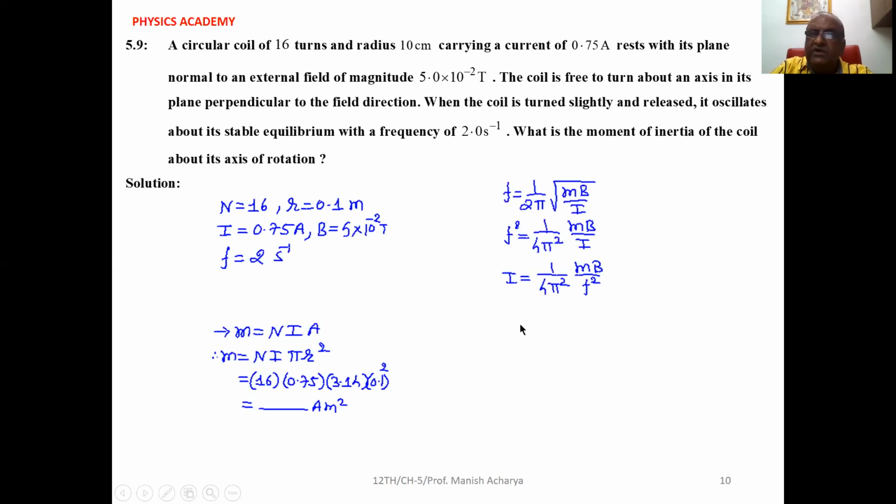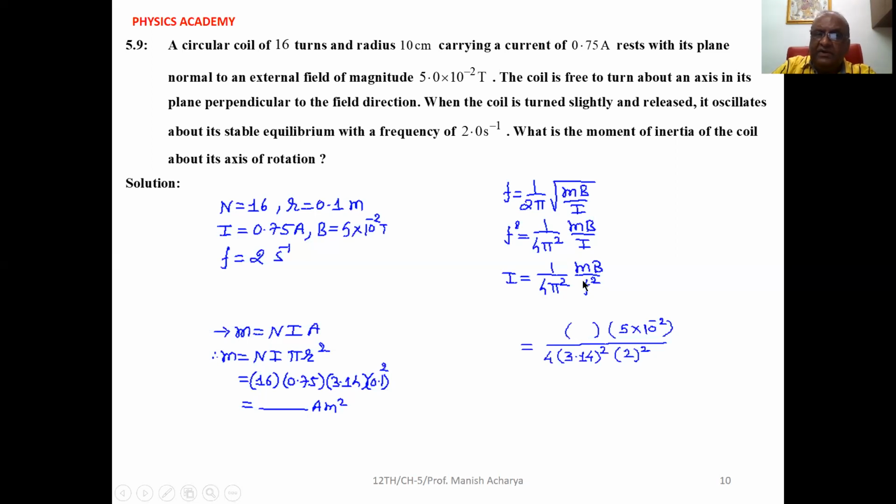Now we want to calculate moment of inertia. So we have the equation for the frequency of oscillations, that is f = 1 upon 2 pi under root mB upon I. Take square on both the sides. So f square is 1 upon 4 pi square mB upon I. Make I the subject of the equation. So I is equal to 1 upon 4 pi square mB upon f square.